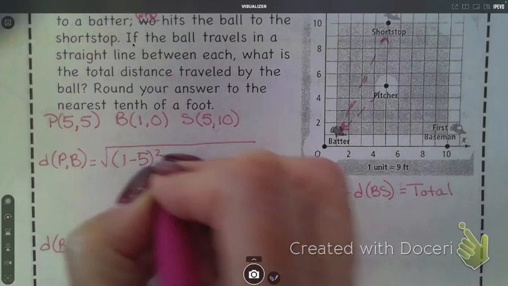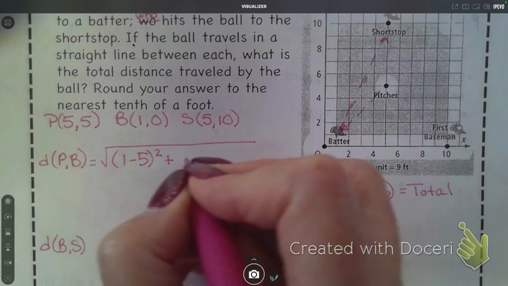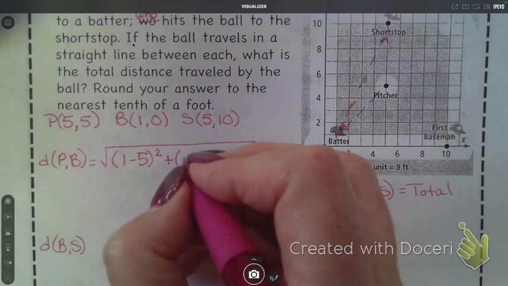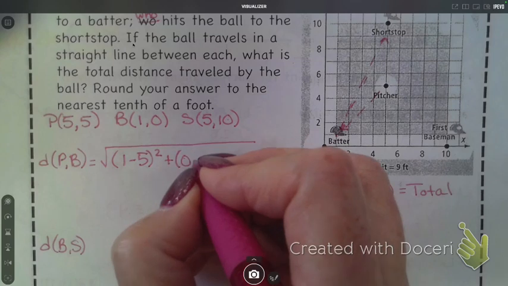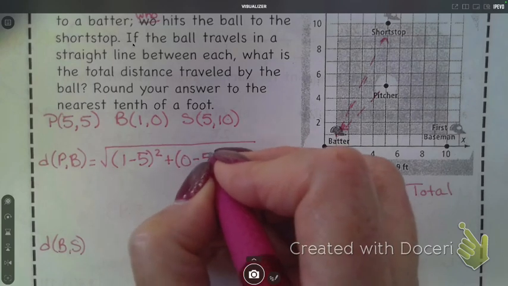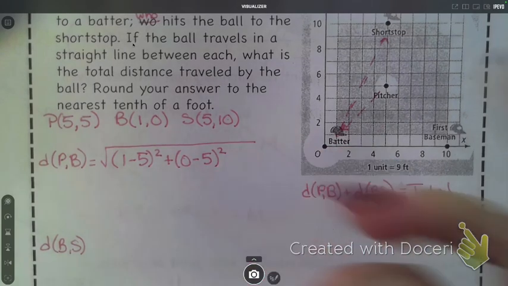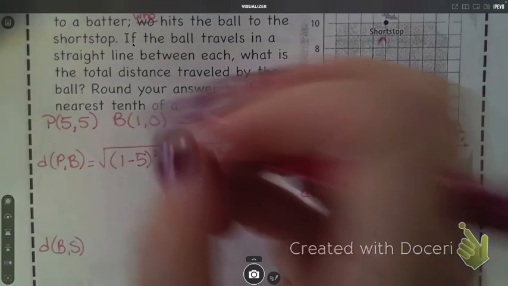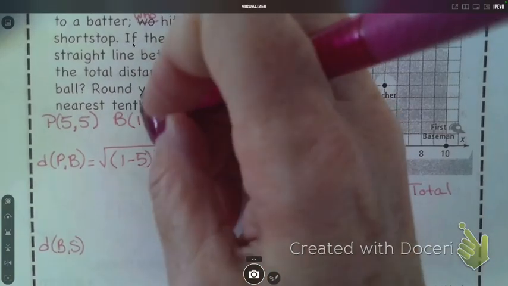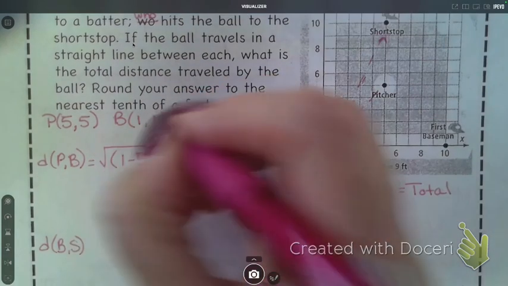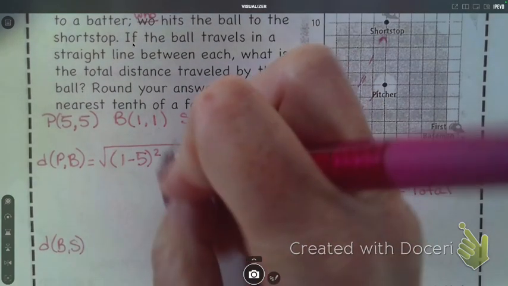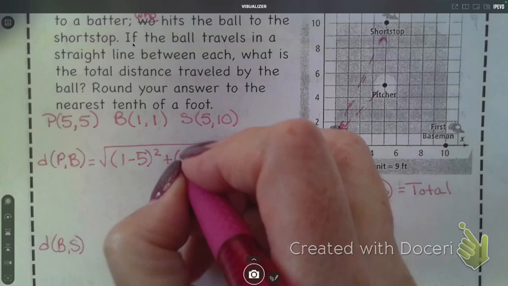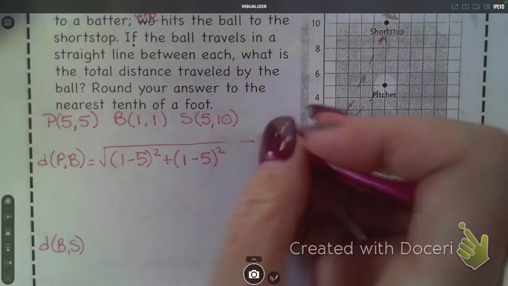squared plus y minus y. So 0 minus 5 squared. Oh, I thought batter was 1, 1. Batter is 1. Oh, I put 1, 0. You guys didn't catch me. So this is a 0, a 1, and a 0. This is why you take notes in pencil and not pen, right? Yeah. Okay.